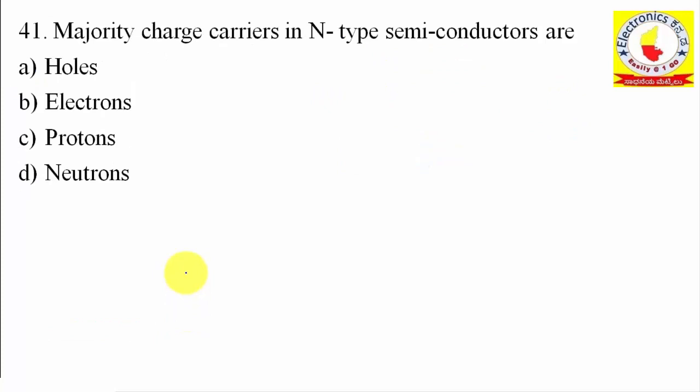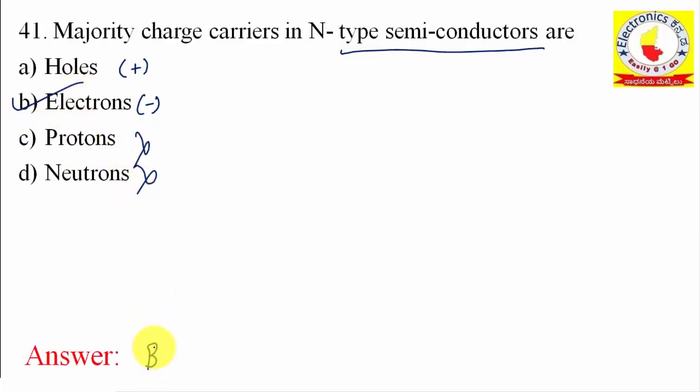For the first question, majority charge carriers in the case of n-type semiconductor, which will it be? Electrons are the majority charge carriers. Electrons are the majority charge carriers. In the case of p-type, holes are the majority carriers, right? Neutrons, no. Protons, you easily delete, right? Option? Option B is going to follow.